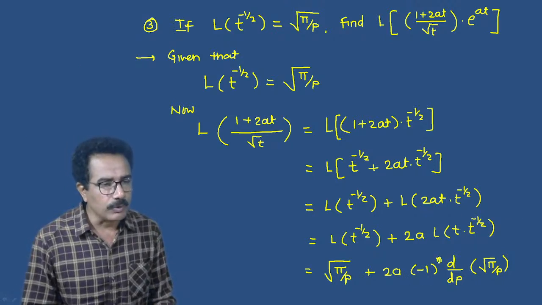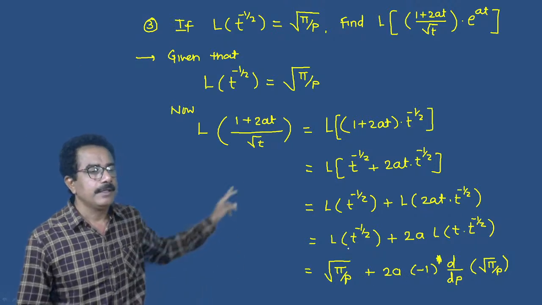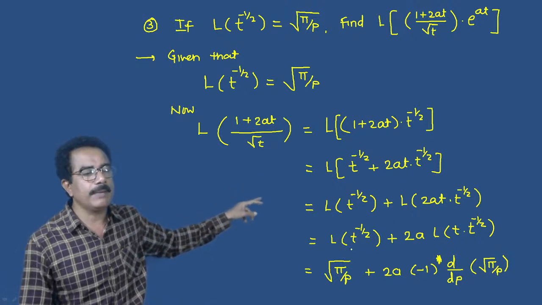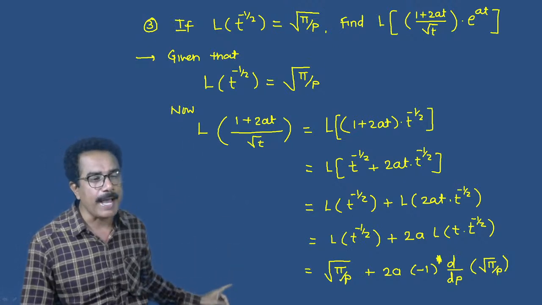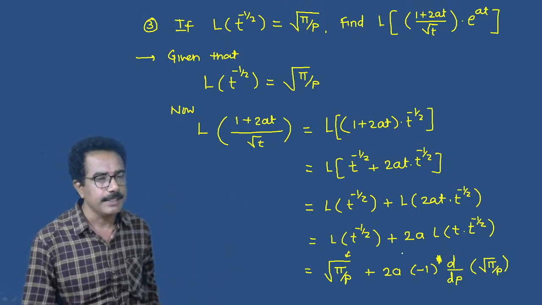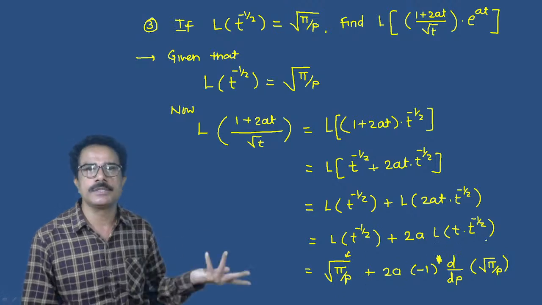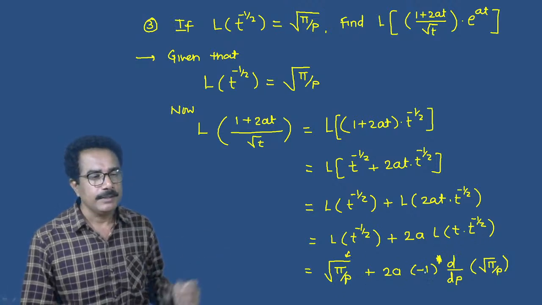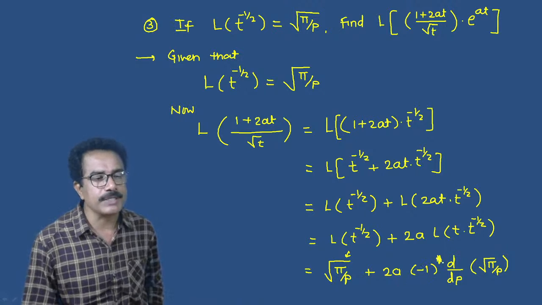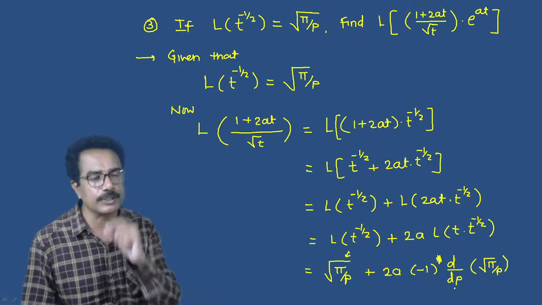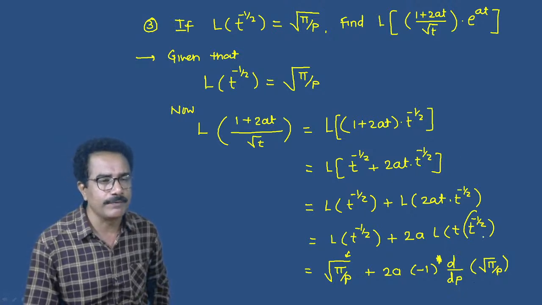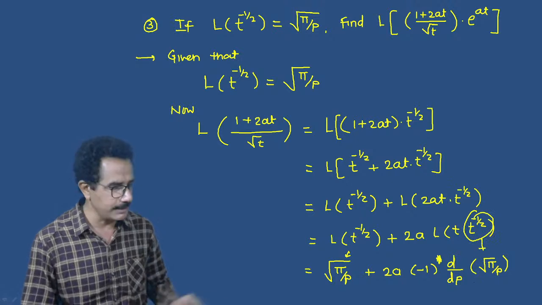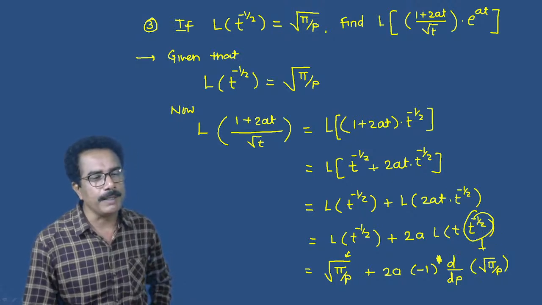So we have to write this formula. The Laplace transform of t raised to minus 1 by 2 is given. What is that? Root pi by p. Keep this as it is. Plus 2a as it is. And now we have to use the standard form theorem. So 2a into minus 1 raised to 1, the first order derivative because n is equal to 1, d by dp of the Laplace transform of t raised to 1 by 2, which we have been given as root of pi by p.